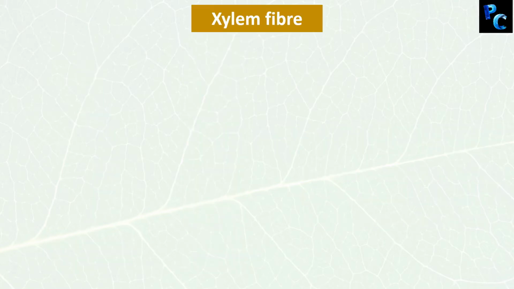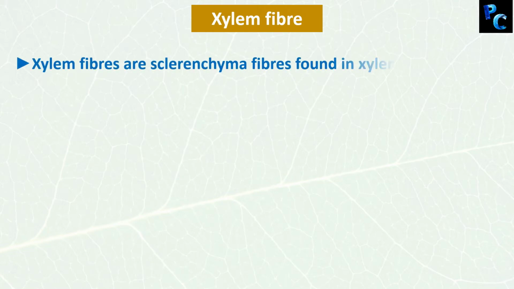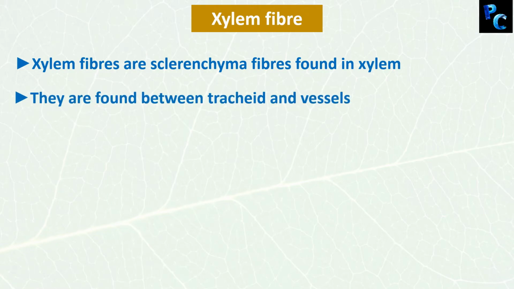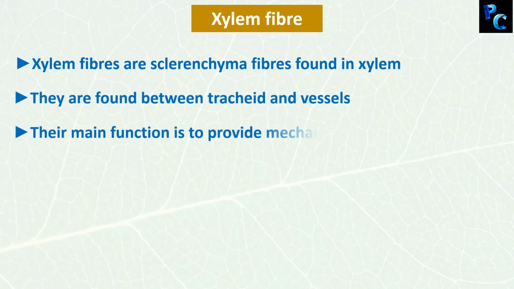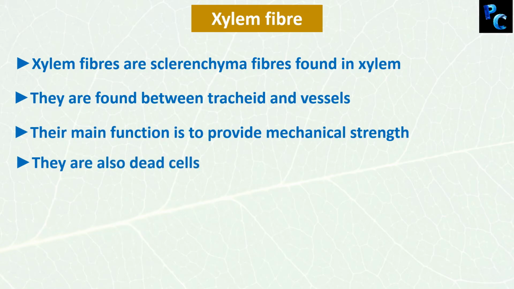Next we will talk about xylem fibre. Xylem fibres are sclerenchyma fibres found in the xylem. They are found between tracheae and vessels. Their main function is to provide mechanical strength. They are made up of sclerenchyma cells, so you can understand that they are also dead cells.